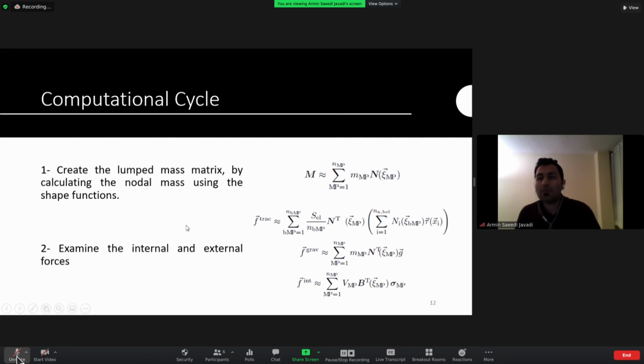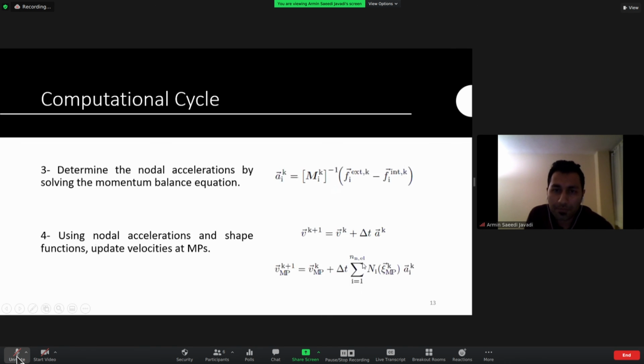So now we want to implement it in the code. We need a computational cycle. We need an algorithm. The first step is to create a lumped mass matrix by calculating the nodal mass using the shape functions. Then we need to examine the internal and external forces, as you can see here. After that, having the mass and having the forces, we can easily calculate our nodal acceleration.